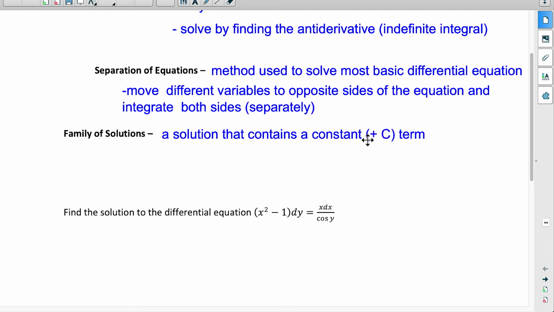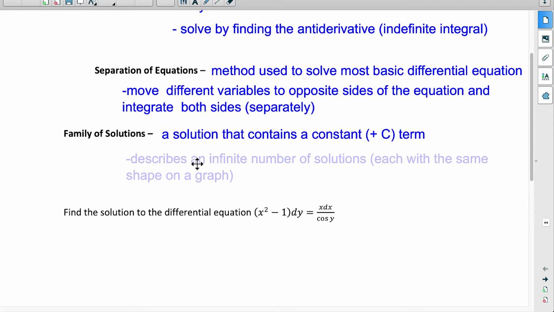So you remember this before when we did indefinite integrals. You had to always slap a plus c on the end of your answer. And the reason for that is because the constant could be any number, right? So this is why it's a family of solutions, because when you get your answer, you're going to get one type of solution that describes an infinite number of solutions, actually. Each would have the same shape on a graph, right?